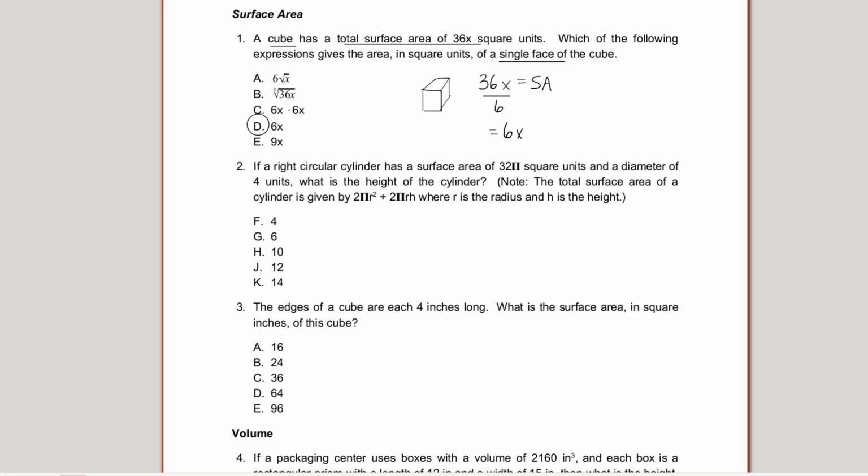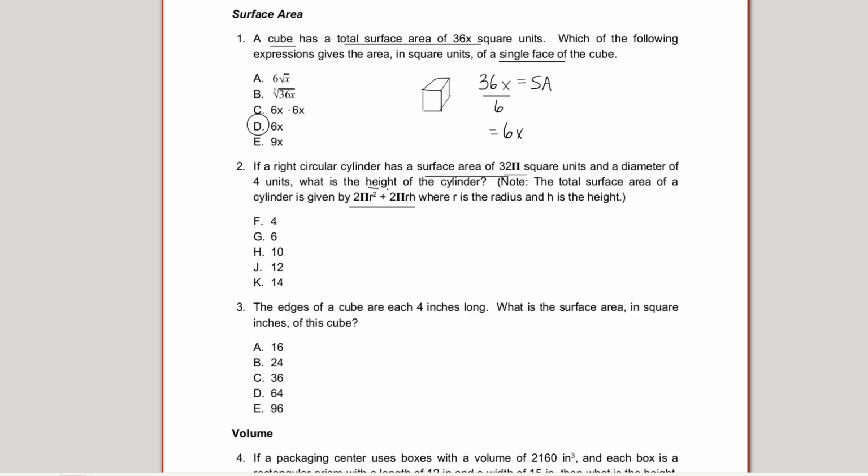Number 2, if a right circular cylinder has a surface area of 32 pi square units and a diameter of 4 units, what is the height of the cylinder? Note, the total surface area of a cylinder is given by 2 pi r squared plus 2 pi rh, where r is the radius and h is the height. So in this particular problem, they give us the surface area to be 32 pi, and they also give us the formula, which is nice.